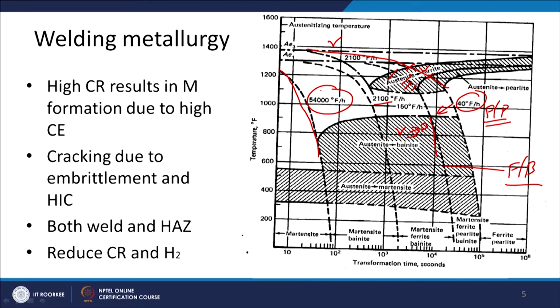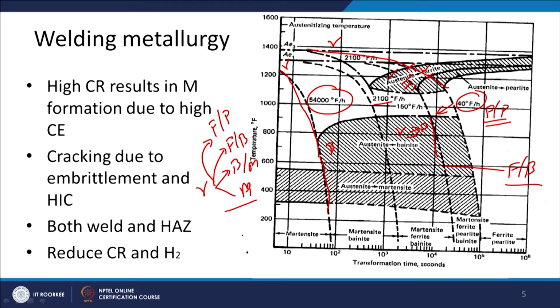where we can see 54,000, 1000 degree Fahrenheit per hour, which indicates that the transformation of austenite into the bainite will be avoided, and primarily the whole of the austenite will be transforming into the martensite. So, as per the cooling rate being imposed, austenite will form the different phases like ferrite and pearlite, then ferrite and bainite, then bainite and martensite, and then the martensite. So, these are the different phases which can be formed.